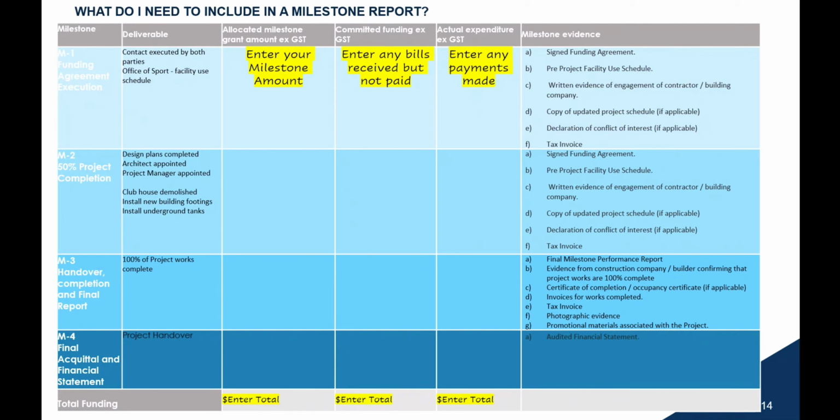Now, committed funding is any bills that you've received but not yet paid. Actual expenditure is any payments that you have made to trades, etc. When you've done that for your milestone, fill in the totals at the bottom, and please note that all these figures exclude GST.